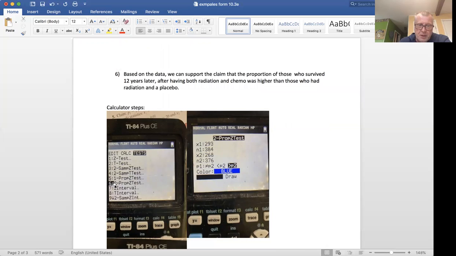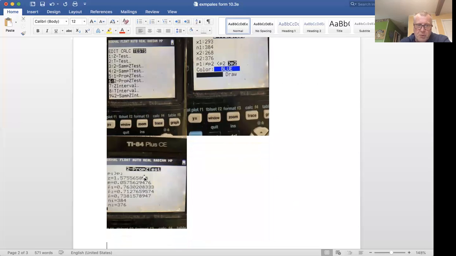So we select two proportion z-test. X1 would be the number of people in our sample from population 1, those who had the chemo and the radiation, who survived. So that's 293 out of 384. X2 would be those who just had the placebo after radiation, who survived 12 years later, and that's 268 out of 376. We have a greater than alternative hypothesis. We highlight enter, and we get this output.